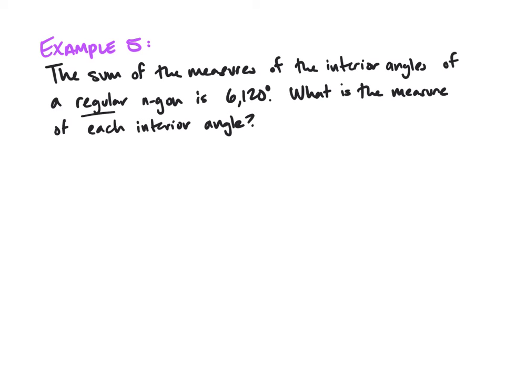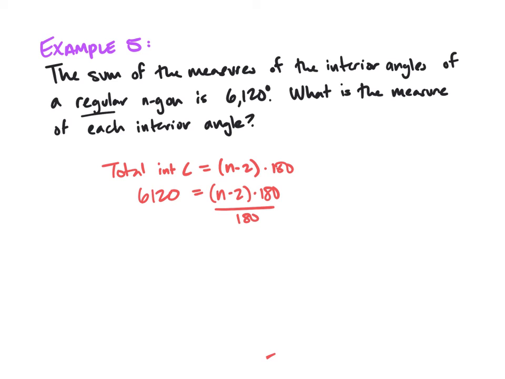So the real question is, how can we use this total and figure out how many sides it has? Well, I remember that to find that total, our total interior angle measurement is always equal to n minus 2 times 180. So now if I substitute in my 6,120 for that total, then I'm looking at that equaling n minus 2 times 180. So what we really need to figure out is how many 180s are there in 6,120. So I'm going to divide both sides of this equation by 180.